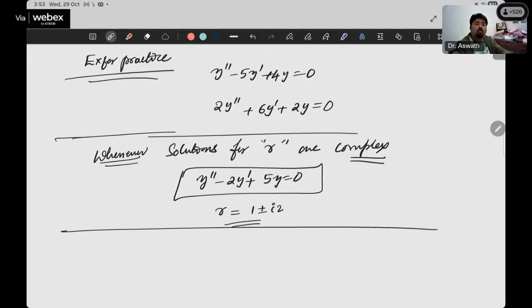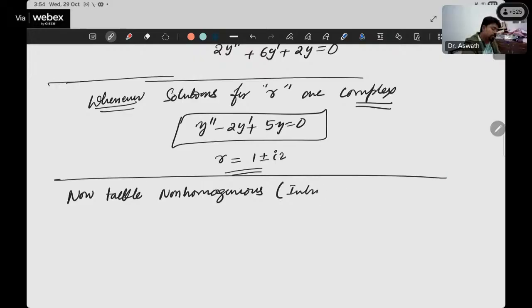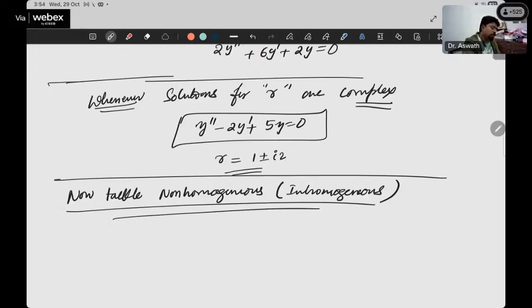Now after that, going back to the non-homogeneous part, or inhomogeneous. Now, how do you tackle it? Consider a y double dash plus b y dash plus c y is equal to some f of x. Some function is there on the other side of the equal symbol, that is the inhomogeneous part.